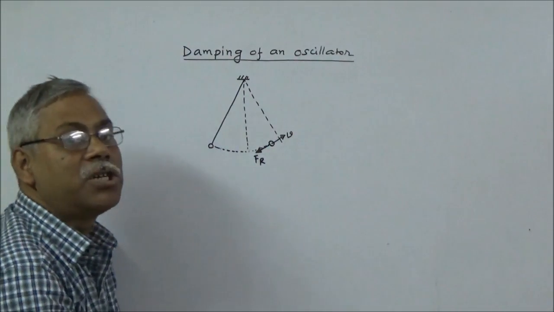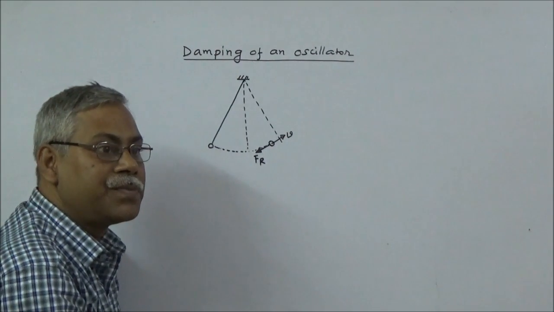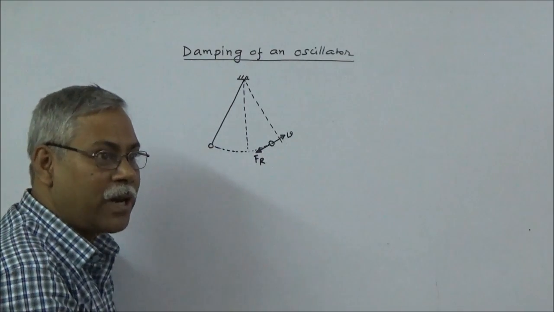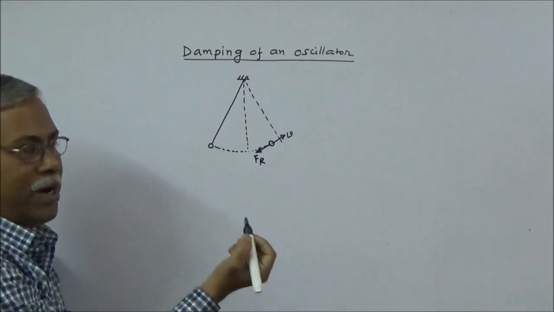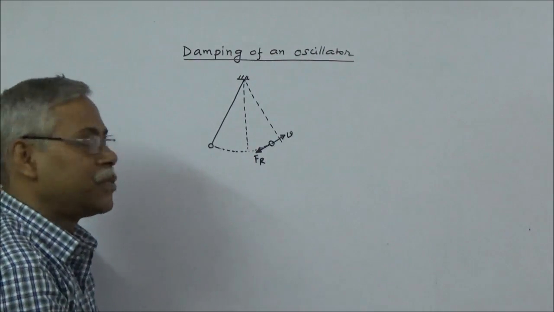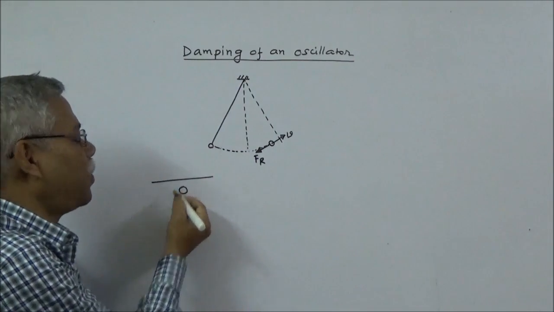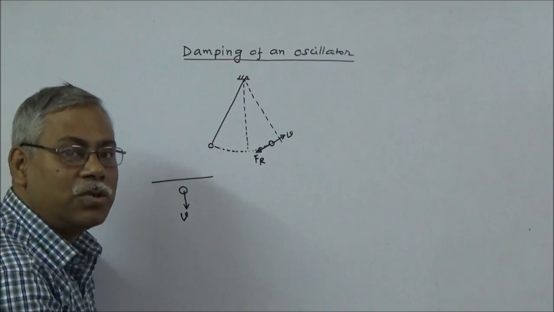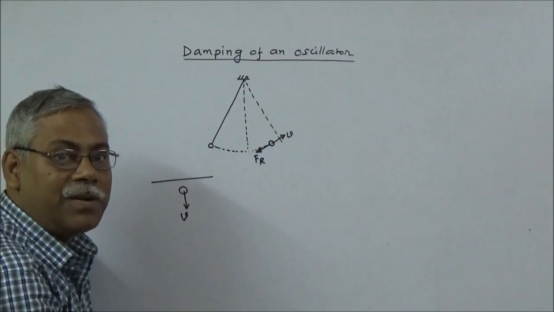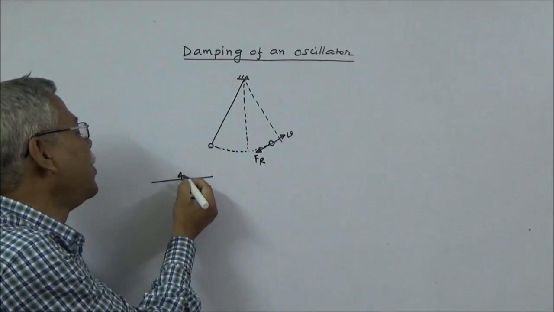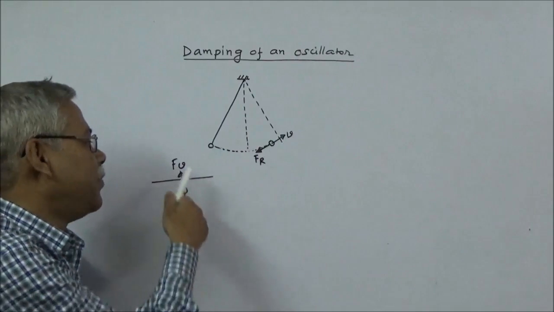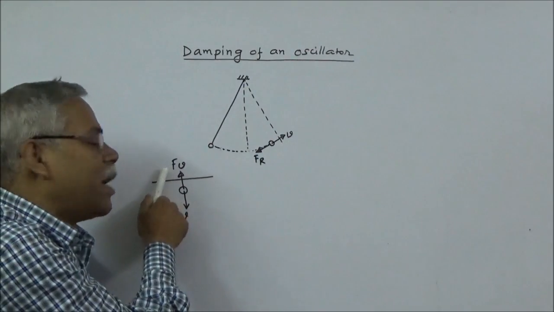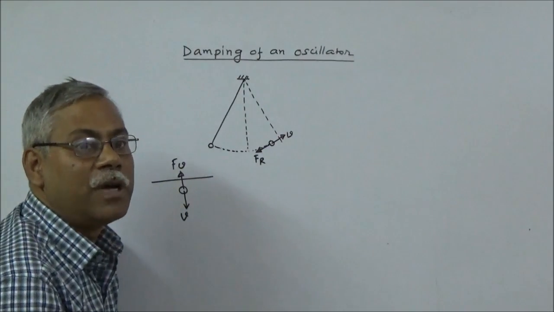What will be the direction of damping force? The direction of damping force is opposite to velocity. One example, you know one example, is viscous force. What is the direction of viscous force? A body is dropped in a liquid, it passes through the liquid, its velocity is in this direction, then viscous force, all of you know, acts in the opposite direction. The viscous force is actually a damping force. So the direction of damping force is always opposite to velocity.